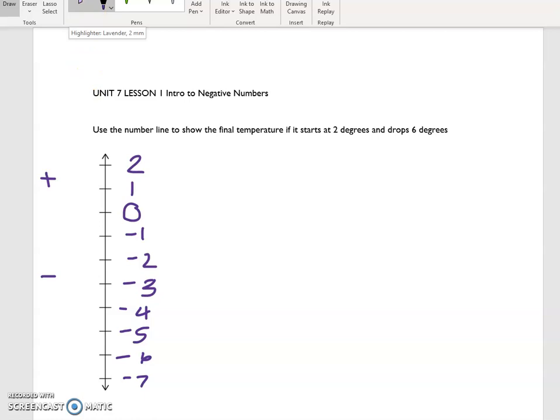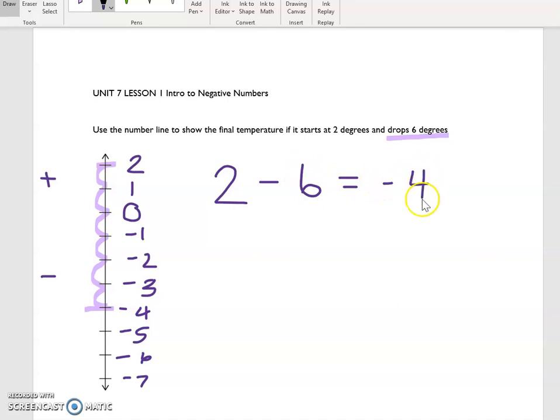To show this change on a number line, I'm going to highlight the starting point, and then I'm going to show what would happen if it drops 6 degrees. So I'll count 6 spaces away from the 2. So 1, 2, 3, 4, 5, 6. So my end point is -4. If I write an equation that represents what I just showed you, I have the starting point 2 minus the 6, and I found that that equals -4.